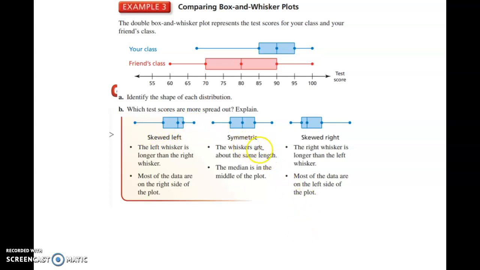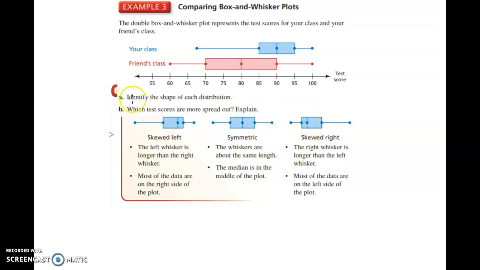Symmetric is when the whiskers are about the same length. Doesn't have to be perfect, but they're about the same length. And we see that the median is exactly in the middle of that plot because it's symmetric on both sides. And then we have skewed right. So the right whisker here is longer than the left. So here's this right whisker, it's longer, which means that most of the data is on the left-hand side. So we look here, and most of this data is on the left-hand side, because this is 25%, 25%, 25%.